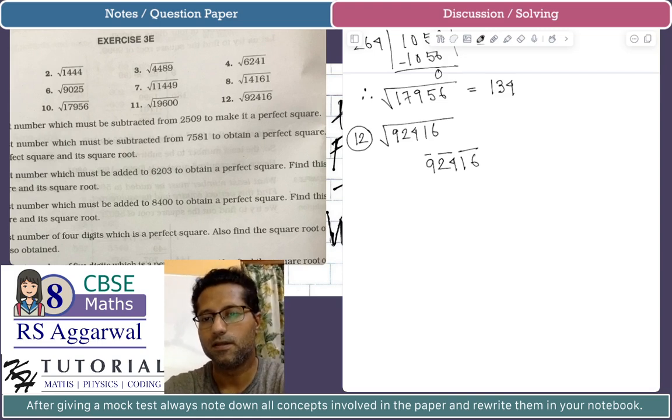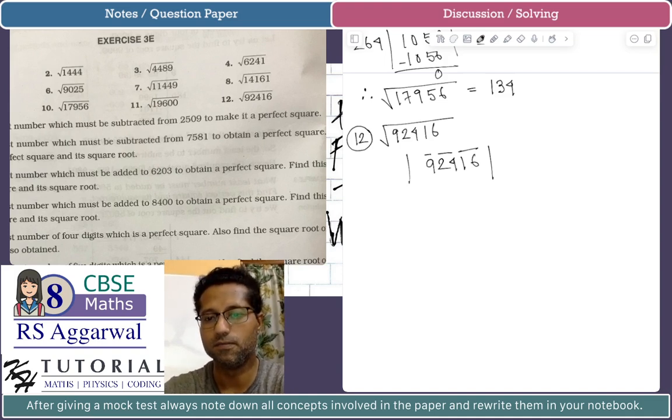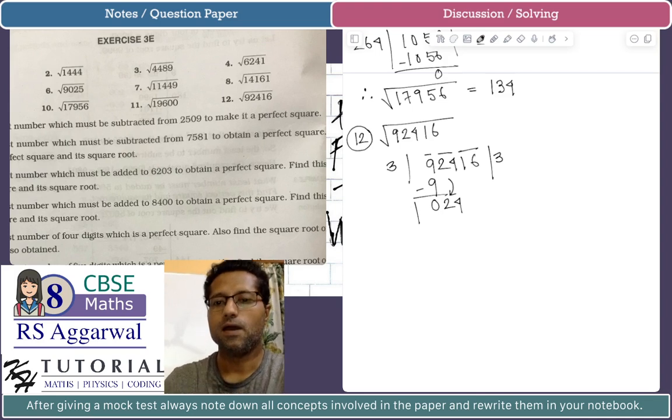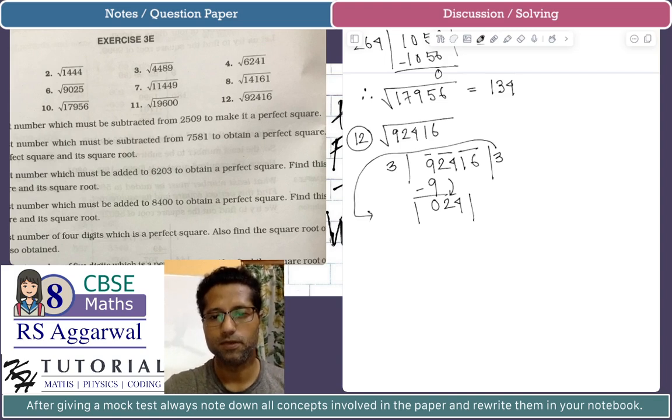So definitely the first dividend is the leftmost period, which is 9. The first divisor definitely will be 3, because we know 3 into 3 is 9, and the quotient becomes 3. We subtract and we get remainder 0. And then we bring down the next period, which is 24. And now the dividend becomes 024. And the partial divisor will be 3 into 2, which is 6.